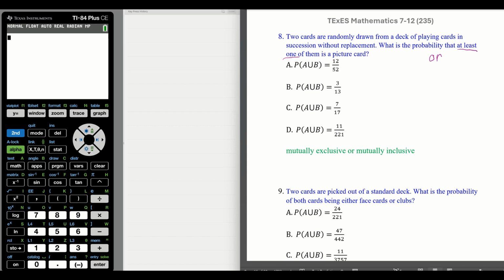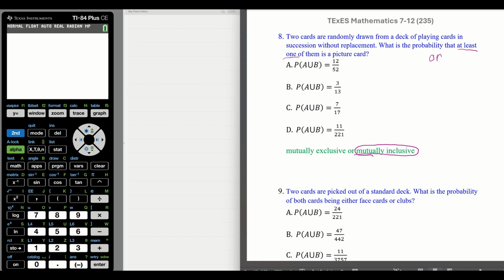Okay, and the next thing is, this is different. We need to ask ourselves, two cards are randomly drawn. This means that they're being drawn one after the other. Can they both be a picture card at the same time? Yes, they can, and we will have repetition. You can draw a picture card and then again draw another picture card. It won't be the same picture card, but it'll still be a picture card. So we have a problem that's mutually inclusive.